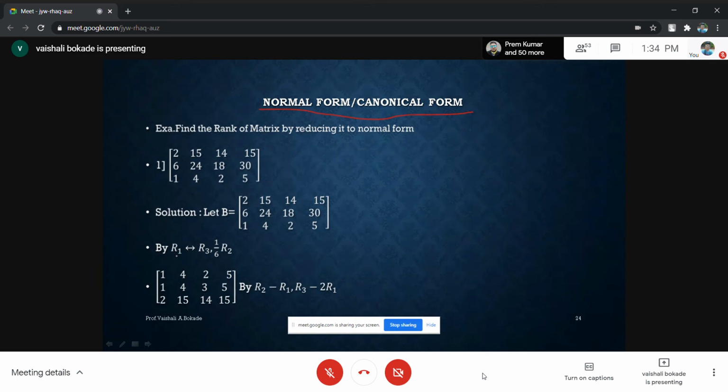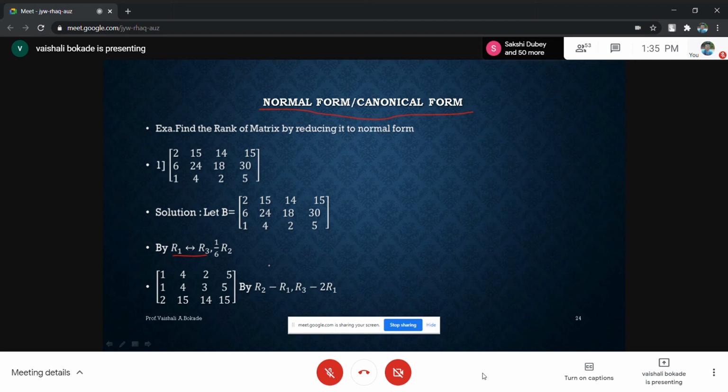I am interchanging R1 and R3, because I find this element in R3 is 1. So I am interchanging R1 and R3. And now I am getting R1 as 1, 4, 2, 5, and R3 now as 2, 15, 14, 15.